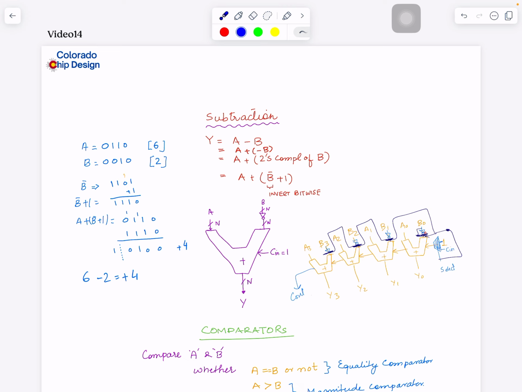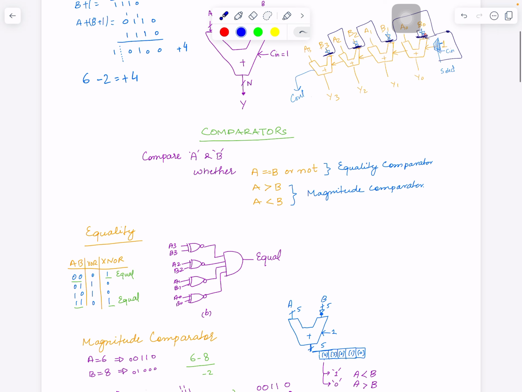Let's cover comparators and other combinational circuits. Why do we need comparators? Because we want to compare two values. So if A and B, we want to compare whether A is equal to B or not, so an equality comparator. Then A is greater than B or A less than B, these are magnitude comparators.